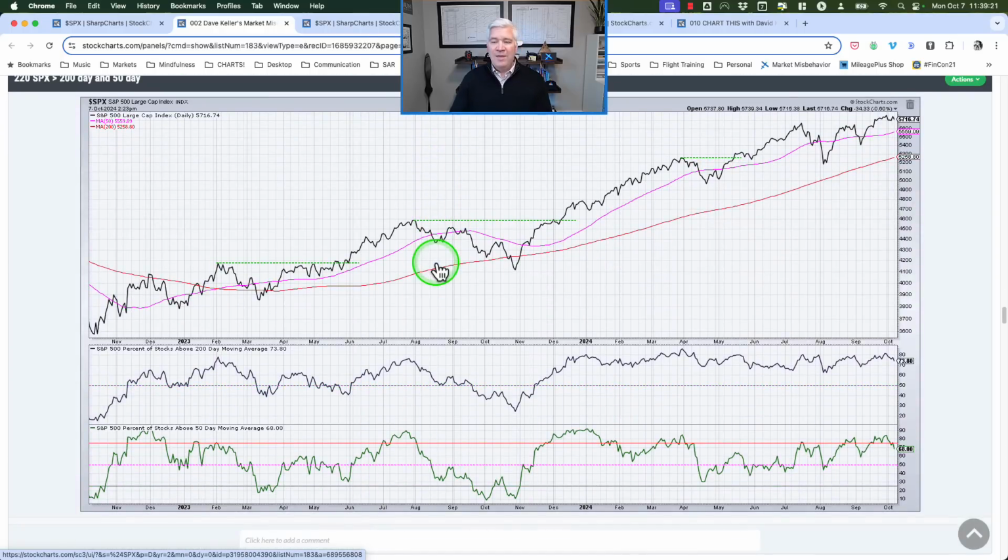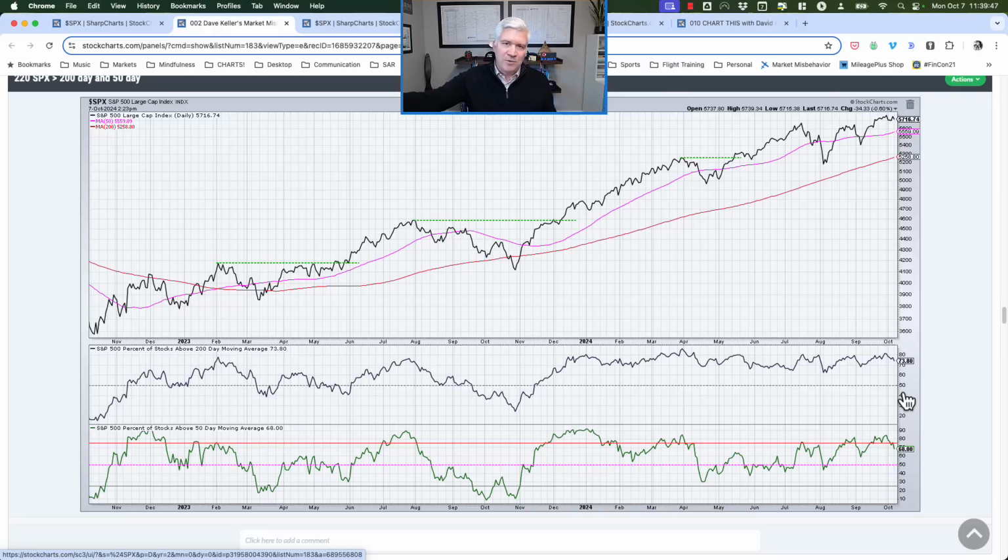Final breadth chart, and then we'll do a bit of a history lesson, is the percent of stocks above key moving averages. I'm looking at the S&P 500 at top, the percent of stocks above their 200-day moving average, and the percent of stocks above their 50-day moving average. The percent above their 200-day is still holding around 74%. This one I don't pay a lot of attention to until and unless we break below 50%. This is more of a long-term breadth gauge.